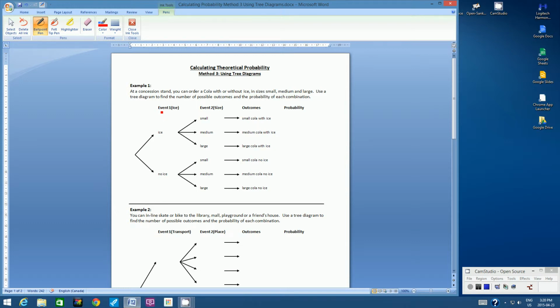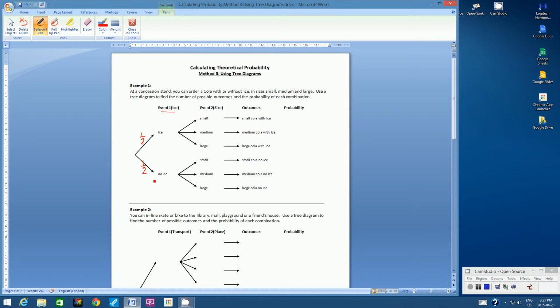So let's focus on event 1 first. Event 1 is we can choose a cola with ice or with no ice. So along each branch, I want you to write the probability fraction. So what is the probability of choosing ice? Well, that is 1 over 2. There are two possible outcomes, ice or no ice. If we choose ice, that's 1/2 of a chance. What is the fraction probability for no ice? It's going to be 1/2.